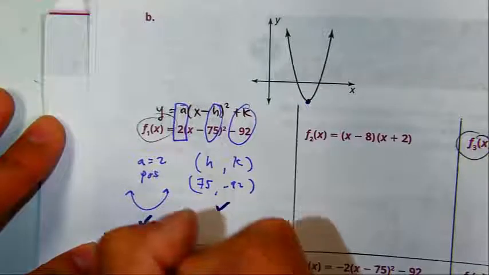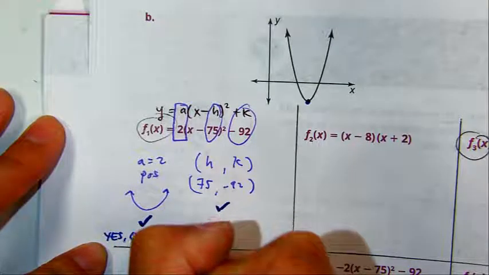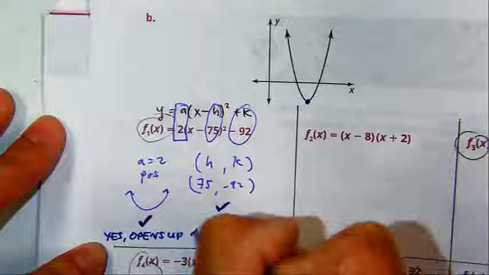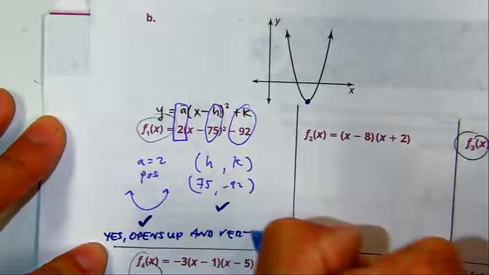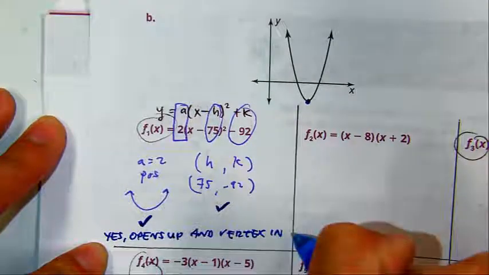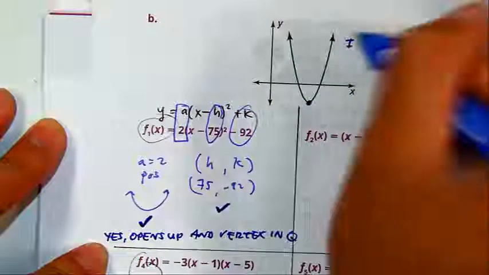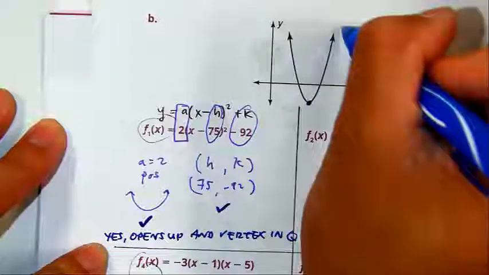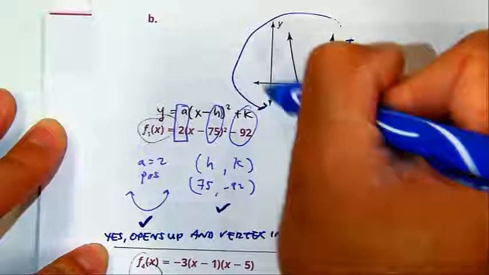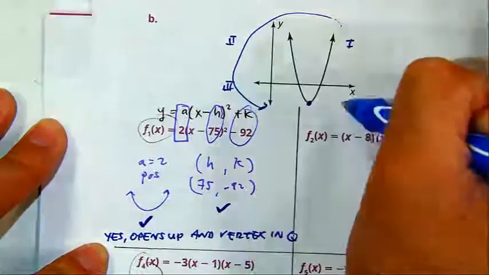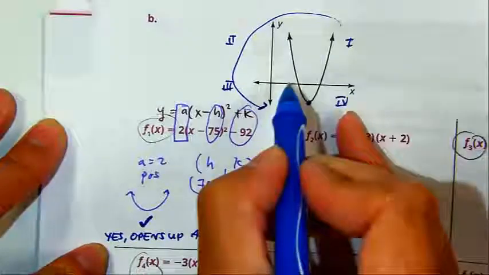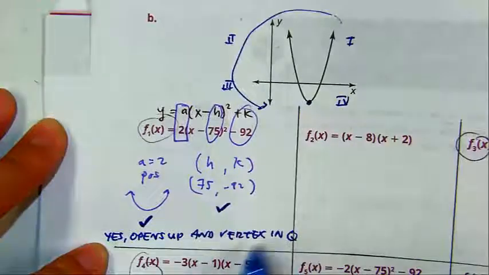Yes, opens up and vertex in quadrant. If you don't know your quadrants, you start on all the positives and you go counterclockwise. Which direction, class? So this would be 2, 3, and 4. Right? You're going positive, positive. So in quadrant 1.